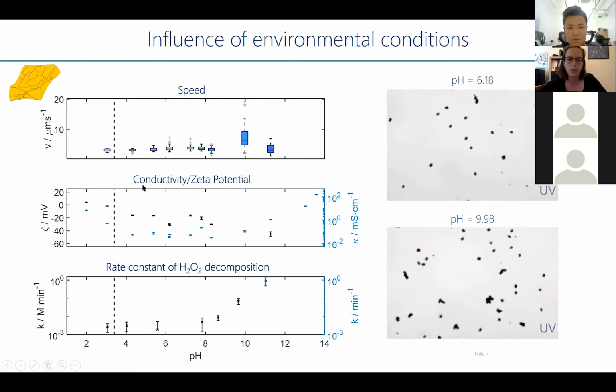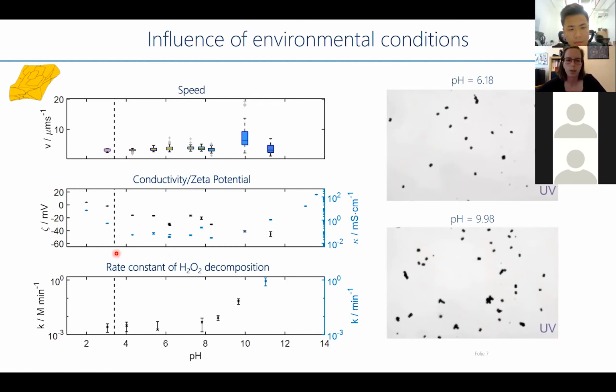If we look at the middle plot at first, then we can see the zeta potential, which is the black markers in this plot. We can see it is positive for pH values below 3.4, that's this dashed line here. And then it gets negative for all other higher pH values.